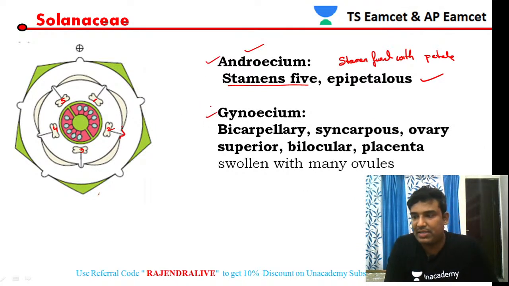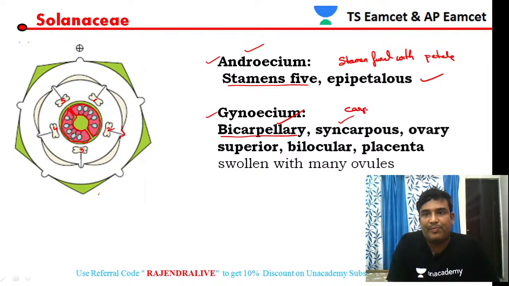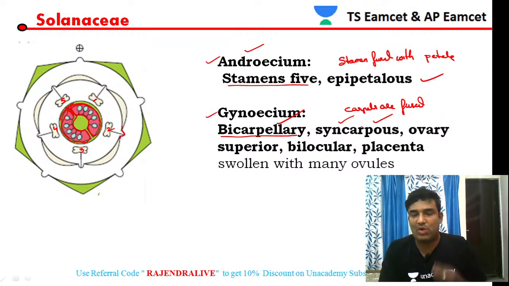Let us move to the gynoecium. If you see the gynoecium, it is exhibiting bicarpellary, so 2 carpels are present. Now this is the gynoecium part. In that you can see this is one carpel and this is another carpel. So bicarpellary, and it is syncarpous, so carpels are fused. When 2 carpels are fused in a gynoecium, such condition is called as syncarpous.